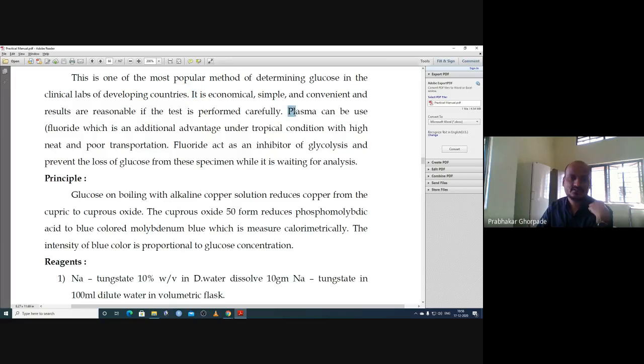So plasma can be used here. The fluoride can act as an inhibitor of glycolysis and prevent the loss of glucose from the specimen while waiting for the analysis. So we can add the fluoride, which is a glycolysis inhibitor, to avoid the loss. If you are not adding the fluoride, then as you transport the sample and time goes on, your glucose concentration may decrease.